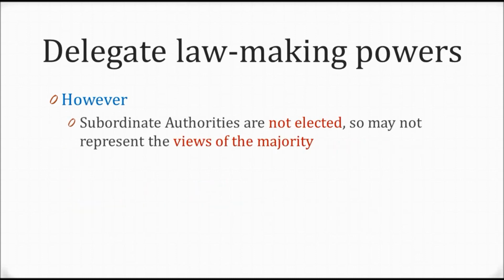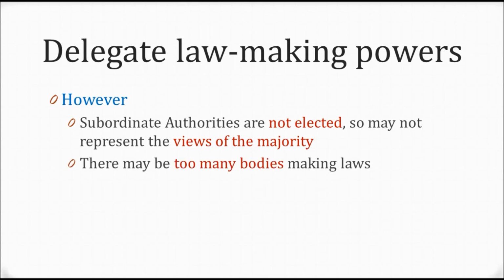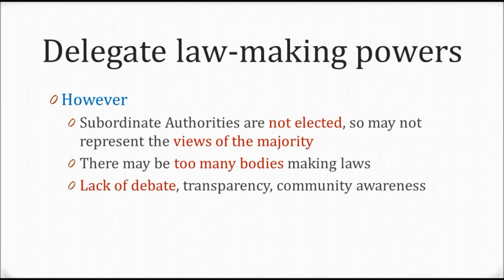However, subordinate authorities are not elected like Parliament, they're just appointed, so they may not represent the views of the majority, they may not make laws that represent the views of the majority. There also may be too many bodies making the law, they might have conflicting priorities, and a lack of debate, transparency and community awareness can be a drawback as well.